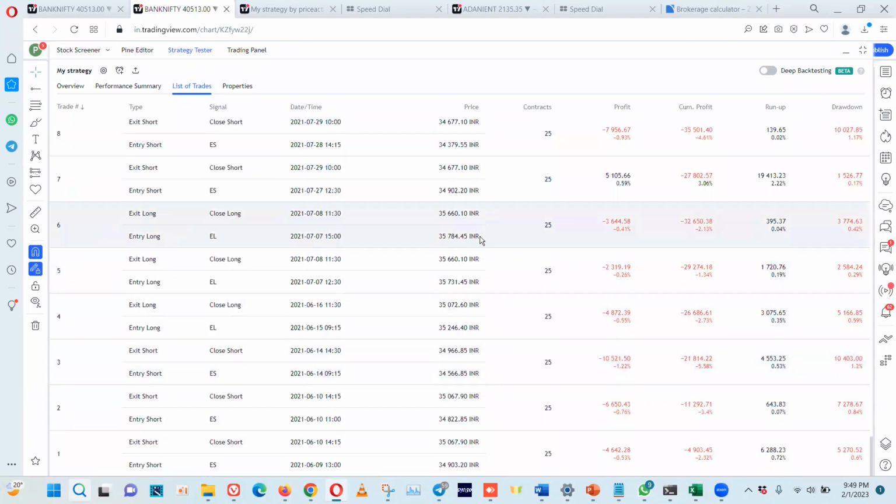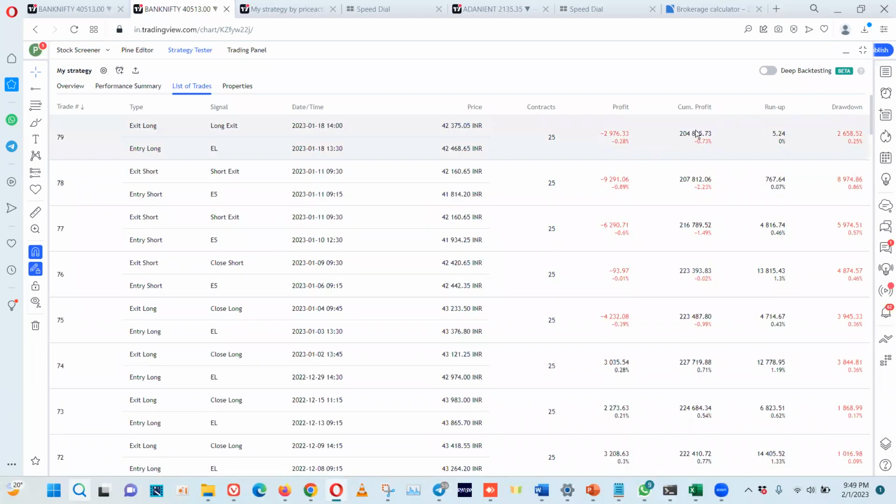Now, in 1.5 years, how much is the cumulative profit? It is 2,04,000 after deduction of commissions. Can anyone tell me how much it will be in 1.5 years? How much was the capital deployed? How much capital is required for one lot? Around 1.5 lakhs.